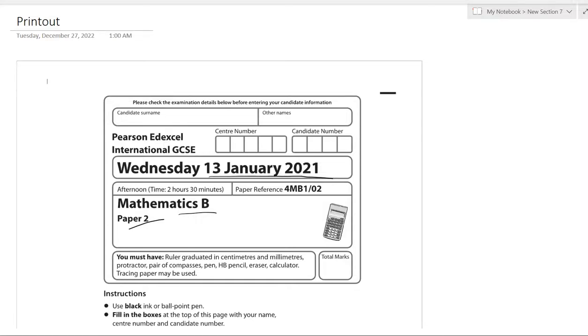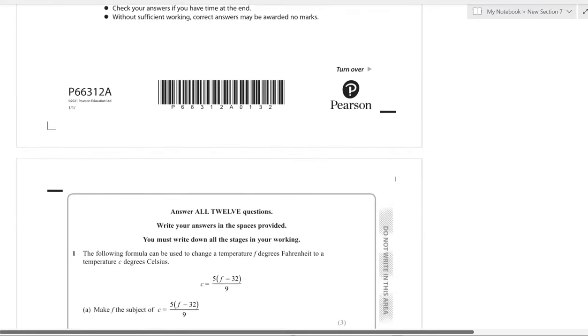Hello everyone, in this video we are going to solve the January 2021 Maths B paper 2 from the International GCSE exam series, paper code WMB1/02. So let's get started.